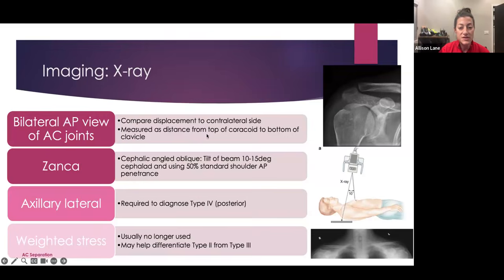Then with the Zanca view, this is how it's shot here, and so you're getting a little bit of that tilt. Those two views are the primary views you're looking for.